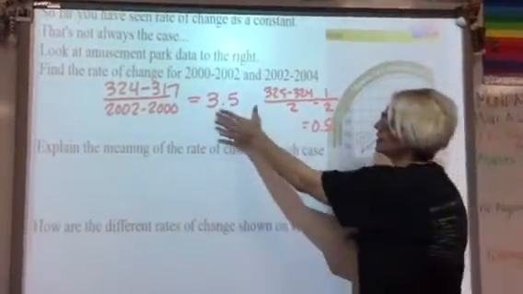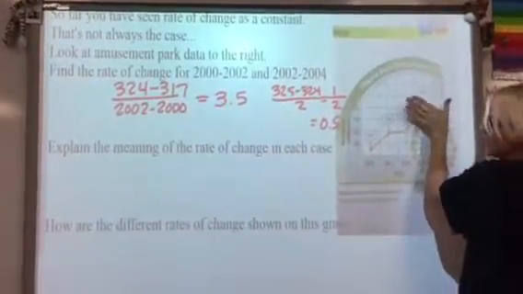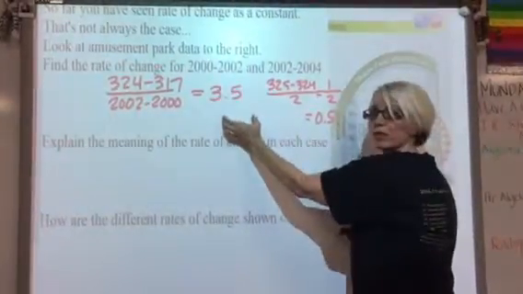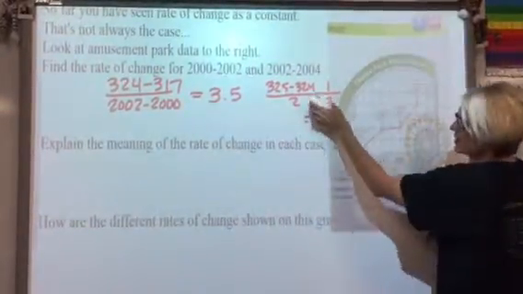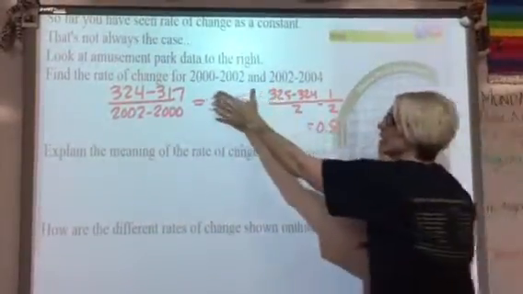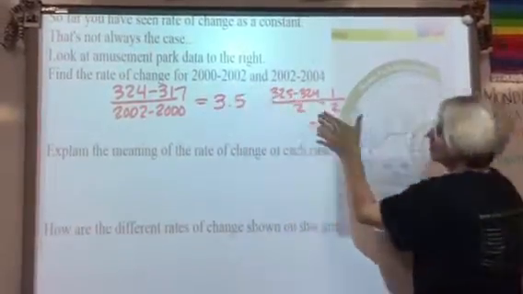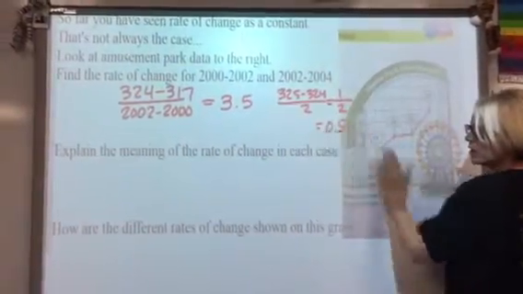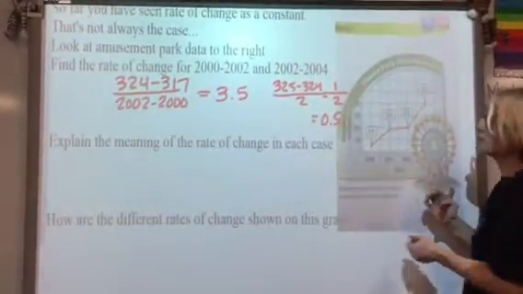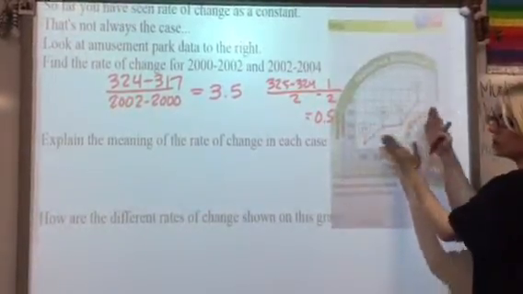So as you can see, this is going to be attendance of 3.5 million per year. So it looks like we're growing by 3.5 million a year. Whereas here, we're only growing by 500,000 a year. So it looks like between these 2 years, we have a lot of growth, a lot of attendance. Between these 2 years, not very much. So we can have different rates of change in different areas. In a real world situation, you really want to look at your graph and determine what points you want to use.